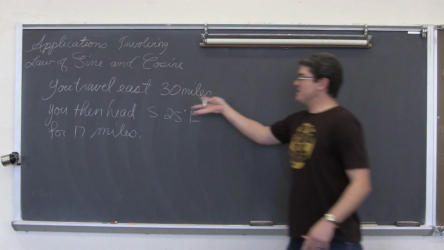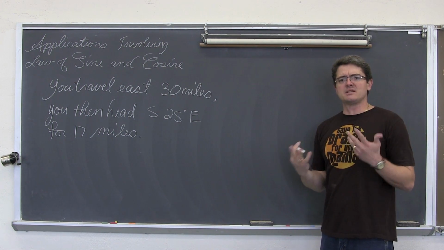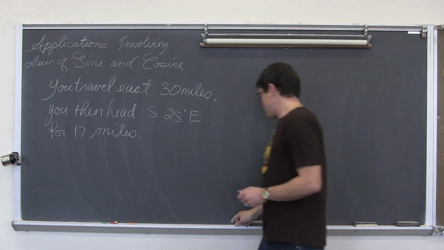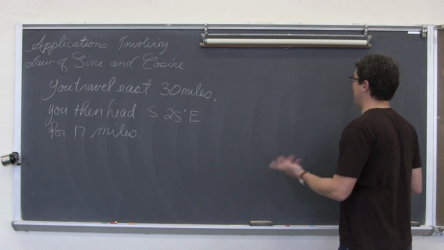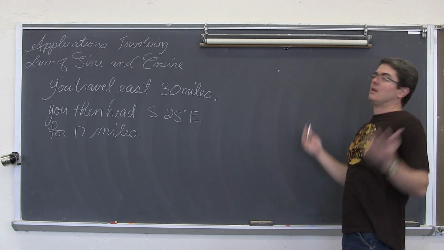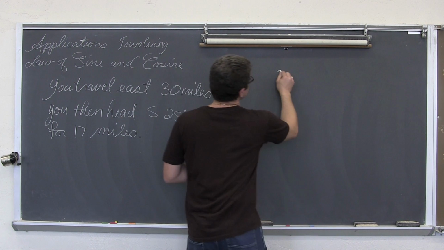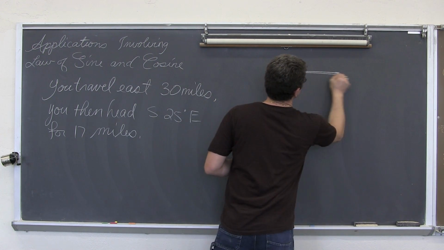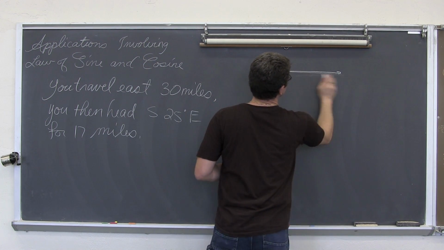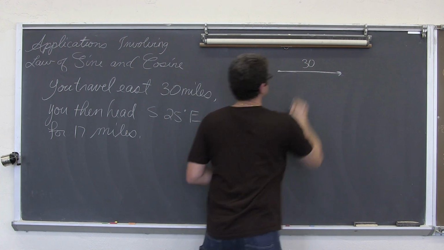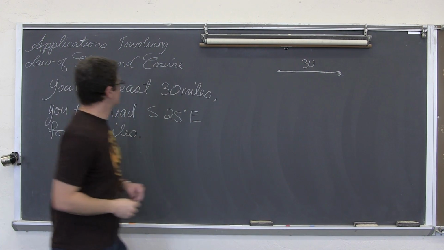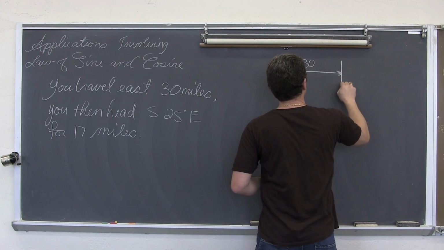Well, we need to take these words and actually make some kind of diagram out of them. So, you travel east 30 miles. From where? I don't know. Here. So we travel east, and we do that for 30 miles. We then stop here, if you will.